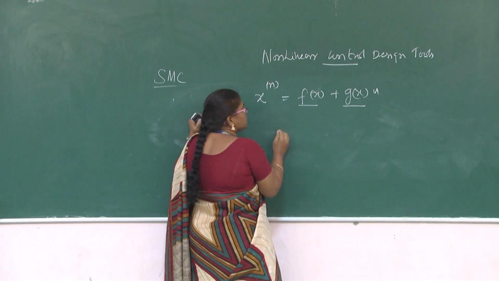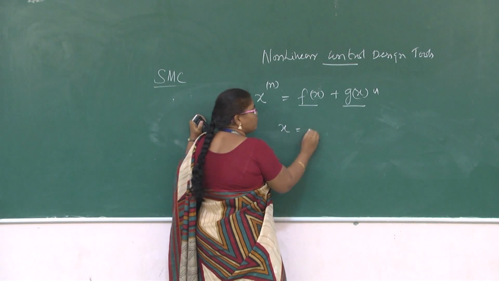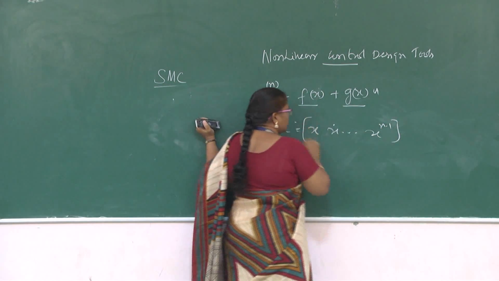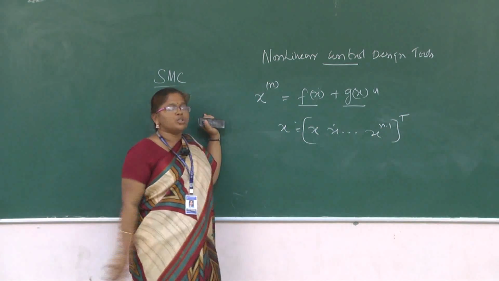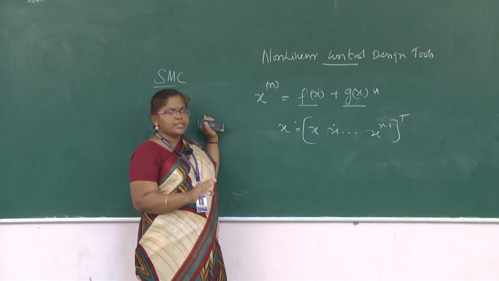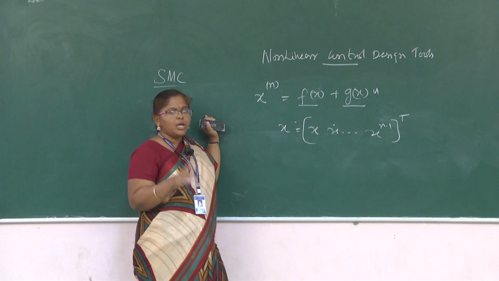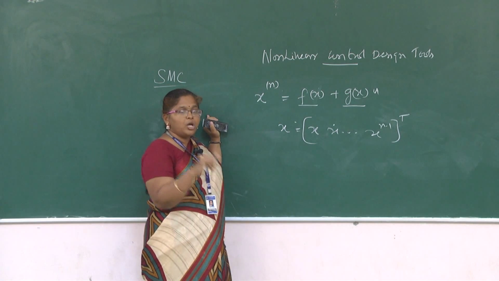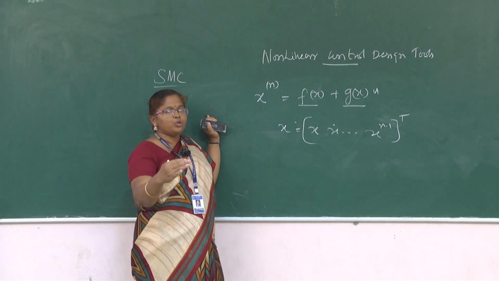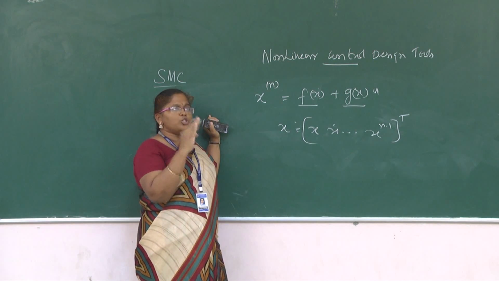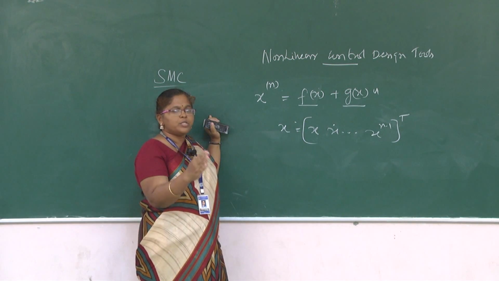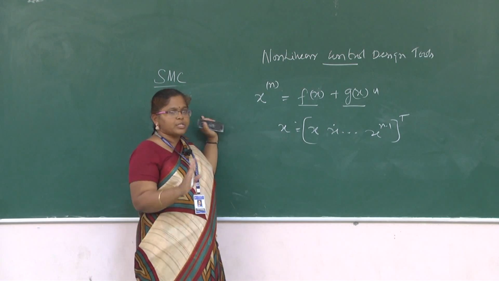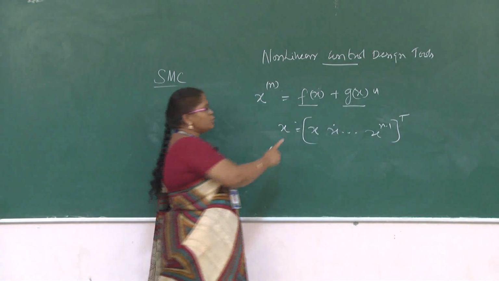So here what we are going to do is define this in the state vector form, which is x, x dot, up to x to the n minus 1, whole transpose. Actually this is one such canonical form. In modern control theory we use the state model, and before you design any control system, you first need to check whether the system is controllable or observable. Observable means whether we are able to estimate it. To check controllability and observability, there are some canonical forms. So this is one such canonical form, and your output of interest always has to be represented in terms of the state vector.